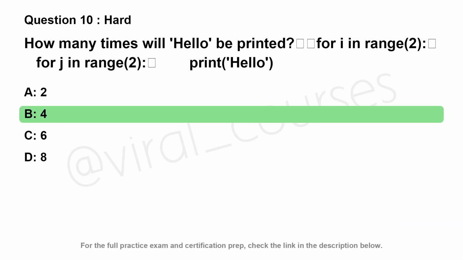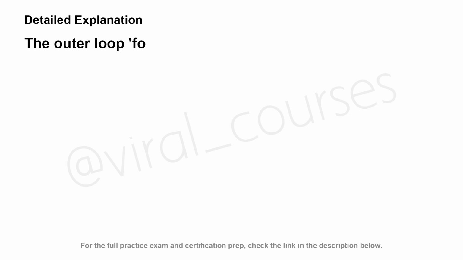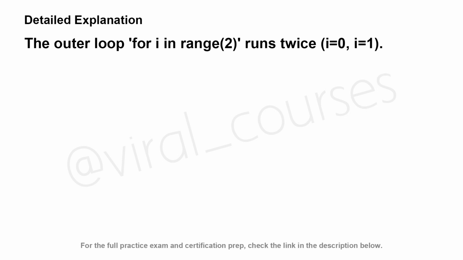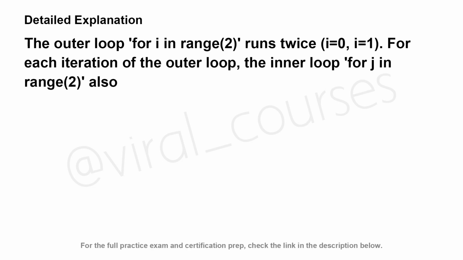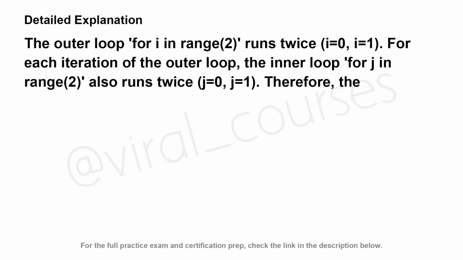The correct answer is B. The outer loop, for i in range(2), runs twice: i equals 0, i equals 1. For each iteration of the outer loop, the inner loop, for j in range(2), also runs twice: j equals 0, j equals 1. Therefore, the total number of prints is 2 times 2 equals 4.